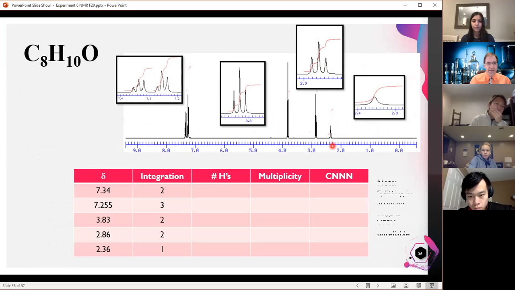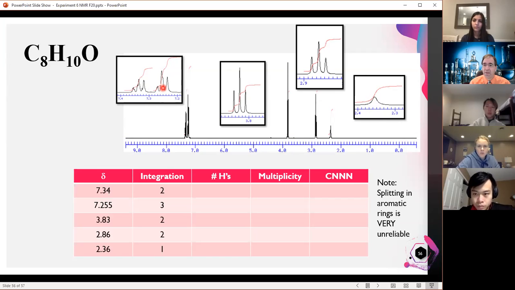I'm not going to spend a lot of time doing it, but a couple things I will say. The splitting in an aromatic region is very unreliable. There's really weird things that happen because of ring currents and stuff like that. So the fact that it's a triplet doesn't tell me a lot. I'm going to write it down, but it may or may not tell me anything. A lot of times aromatics appear as a doublet of doublets, so just be aware, they're a little bit weird. The other thing I notice is that this one is really broad.